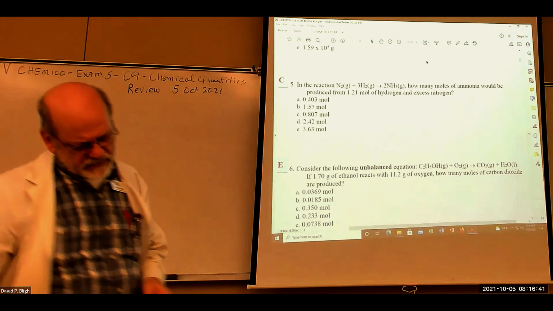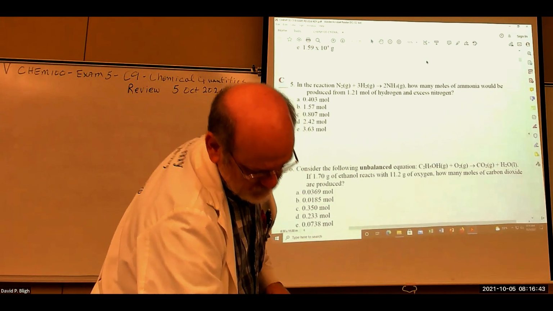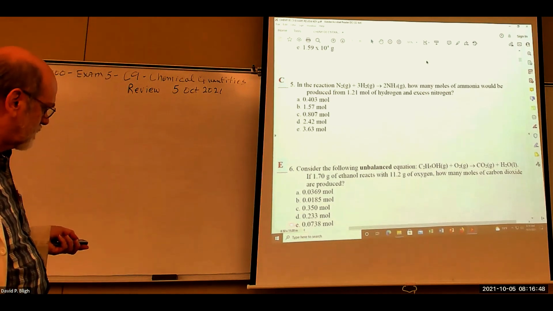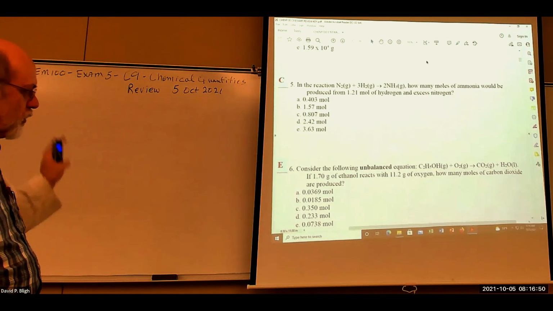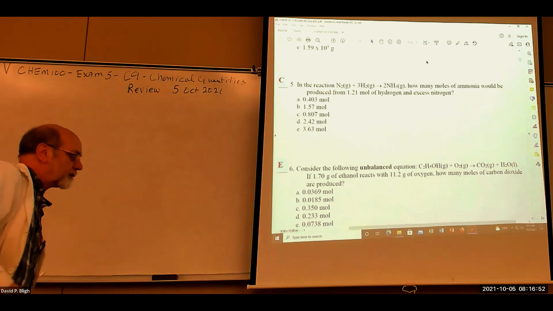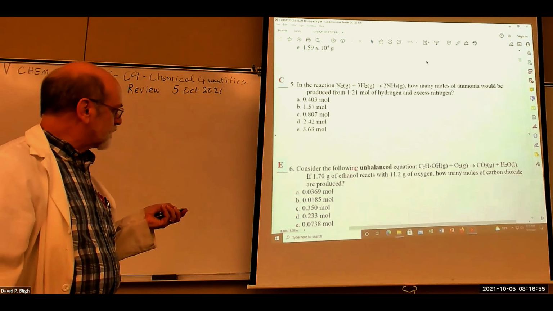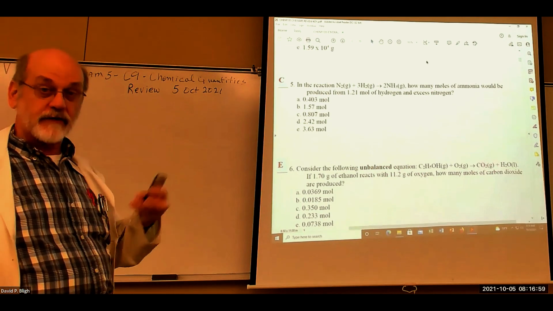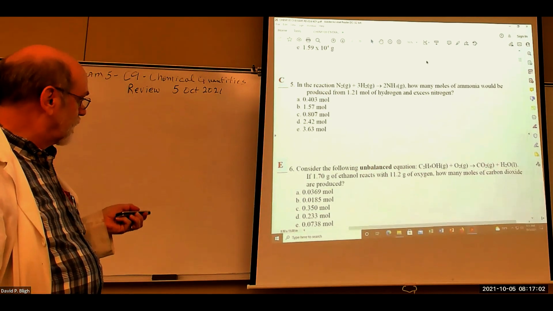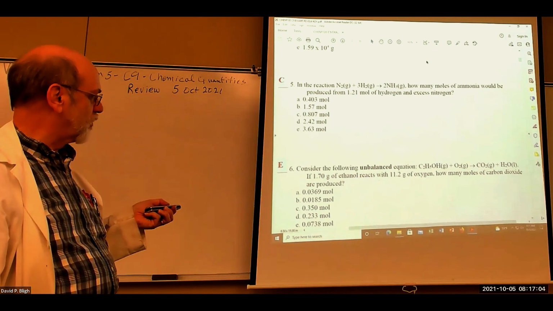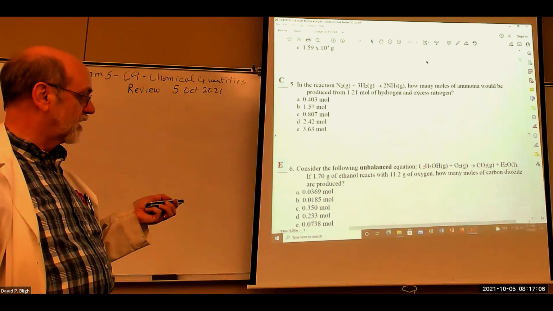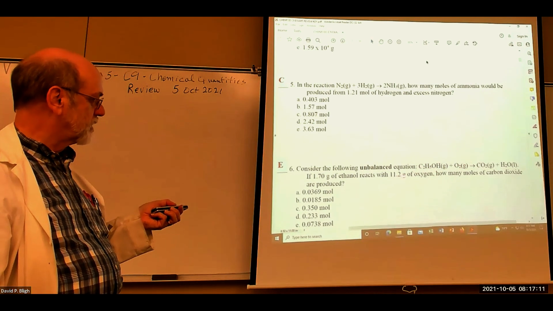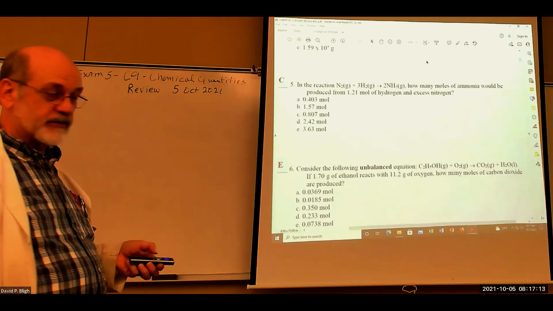All right, how about number 6. Let's see, all the answers are there, so I don't have to scroll. We're given this unbalanced equation. The first thing you're going to have to do is balance that equation. If 1.7 grams of ethanol react with 11.2 grams of oxygen, that's ethanol right there, that's oxygen, how many moles of carbon dioxide are produced?